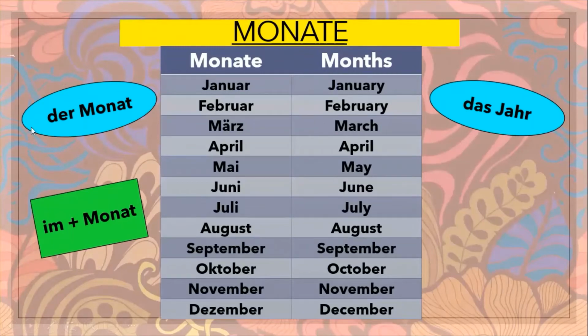One month is der Monat, plural die Monate. One year is das Jahr, plural die Jahre. So in the plural, this noun will get an E at the end, and it will be die Jahre.